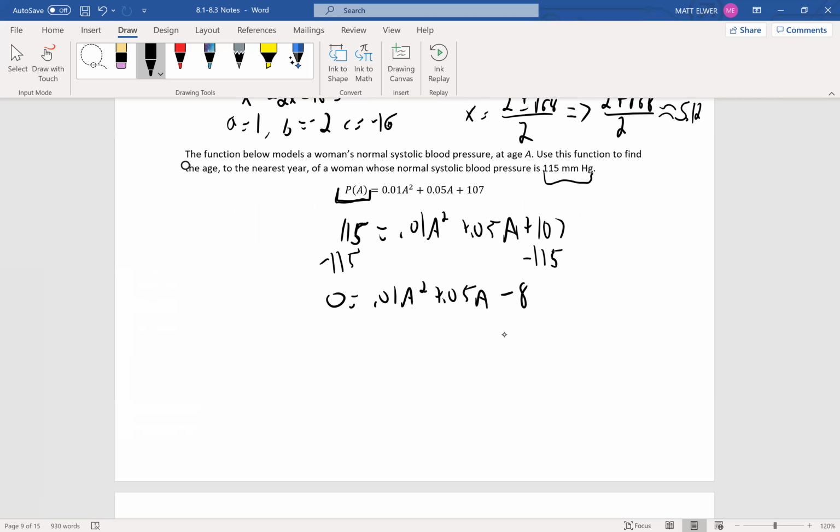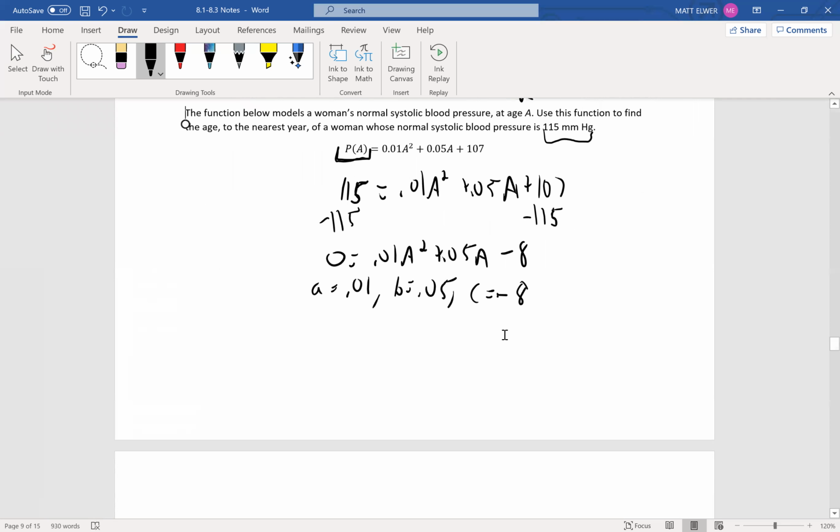Okay, so after I do that, notice that my A term is equal to 0.01, B is equal to 0.05, and C is equal to negative 8. So the next thing that I can do is plug that into the quadratic formula. Notice my variable here is A, rather than X.